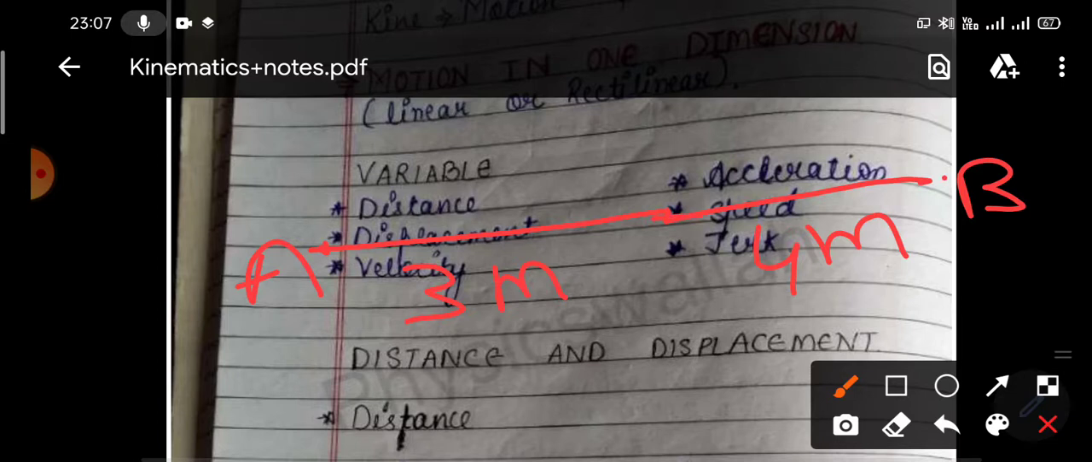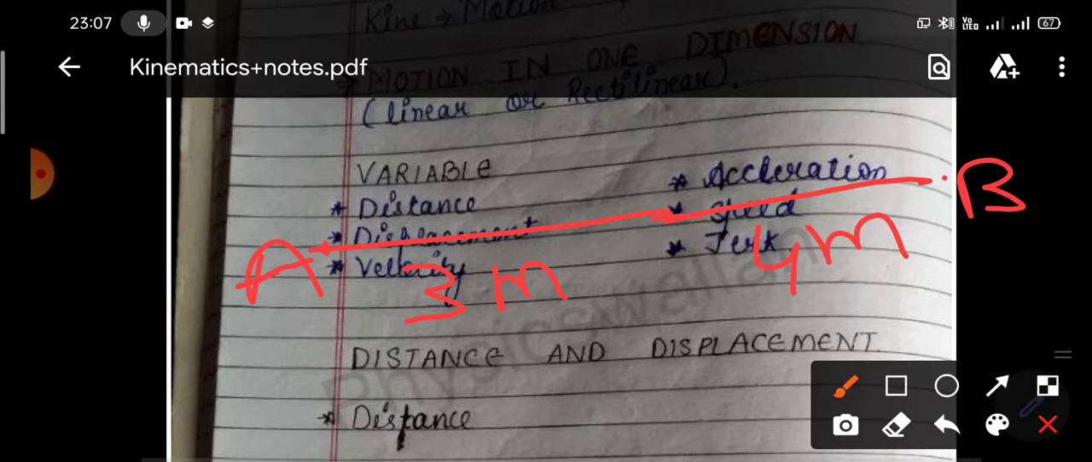So that means distance does not depend on the direction. You can cover the path in any direction. So distance is a scalar quantity because it does not depend on the direction.